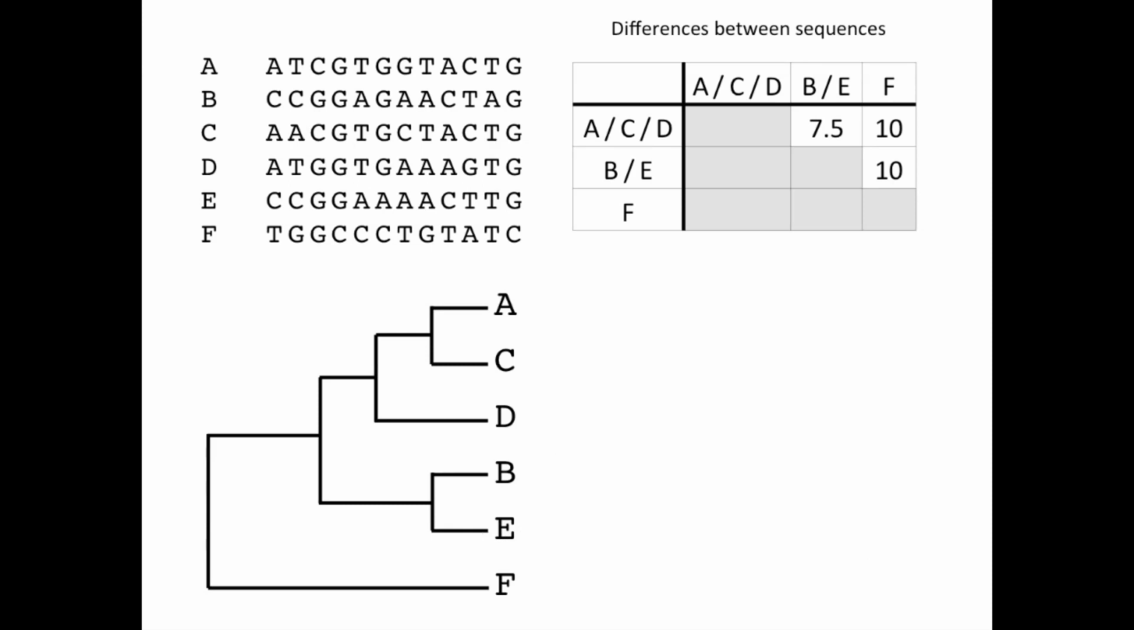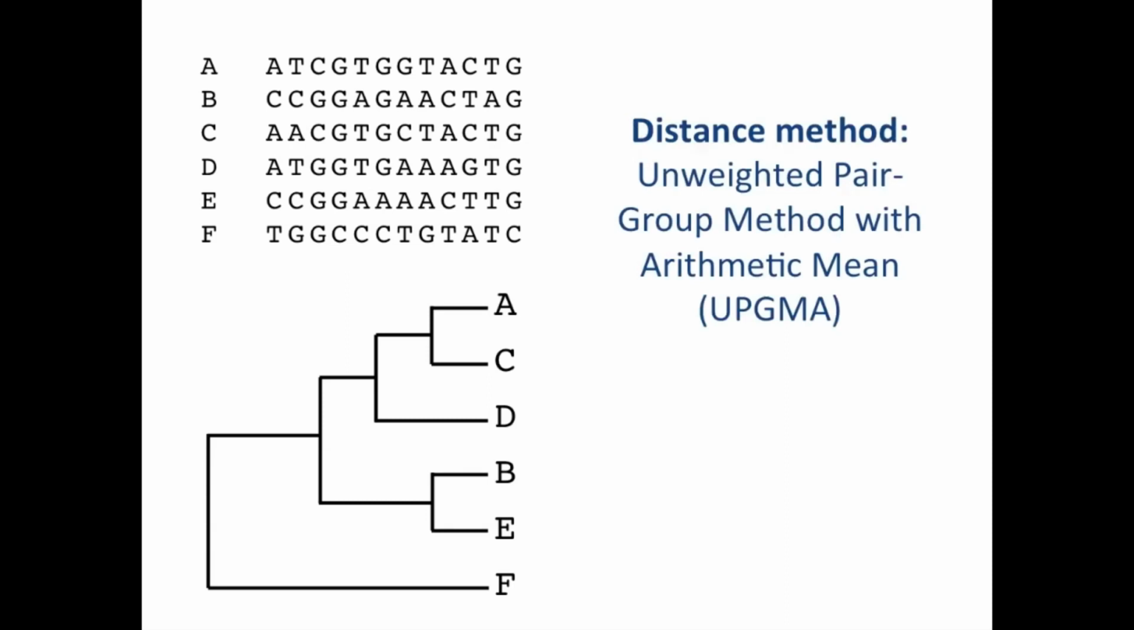The method we use to build this tree is a distance method, specifically an approach called unweighted pair group method with arithmetic mean, or UPGMA. And the approach we took works well for a straightforward situation like this, but when we start to look at larger and more complex data sets of DNA sequences, things can become more complicated, and we need to start taking a number of other factors into account.